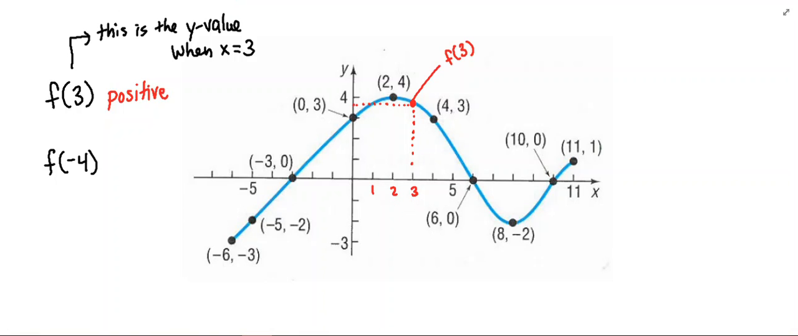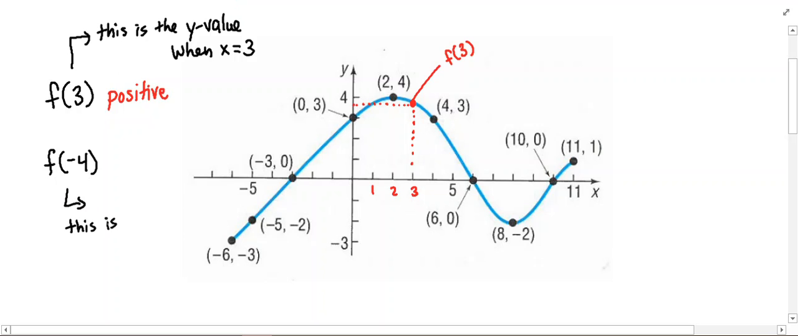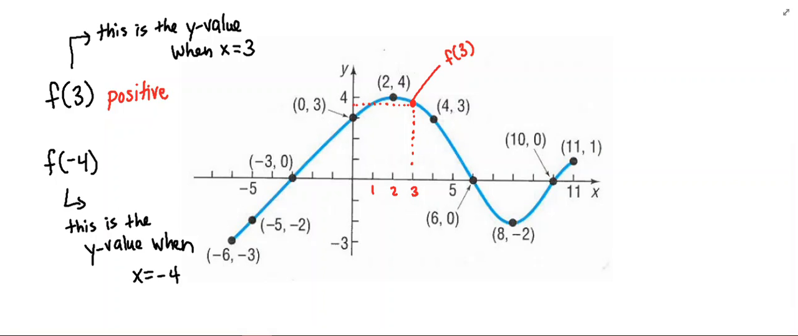Let's take a look at f of -4. Okay, so again, the quantity f of -4, this is the y value when x equals -4. So let's go and find, I'll put this one in green, where x equals -4. So we've got -1, -2, -3, -4. So here's where x equals -4.